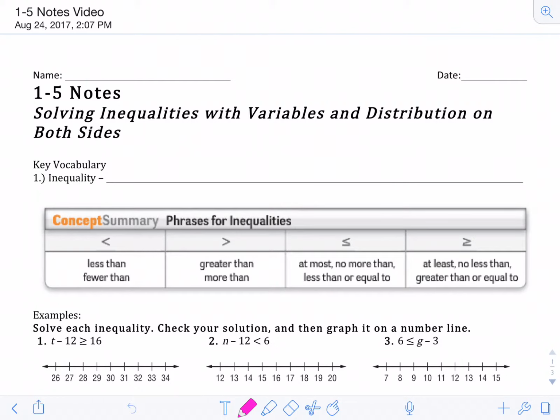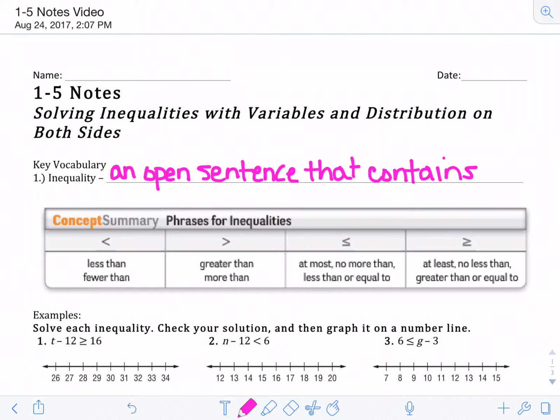Alright, this is 1-5 notes. It's solving inequalities with variables and distribution on both sides. So, inequality. All an inequality is, is an open sentence that contains the following symbols: less than, greater than, less than or equal to, or greater than or equal to.